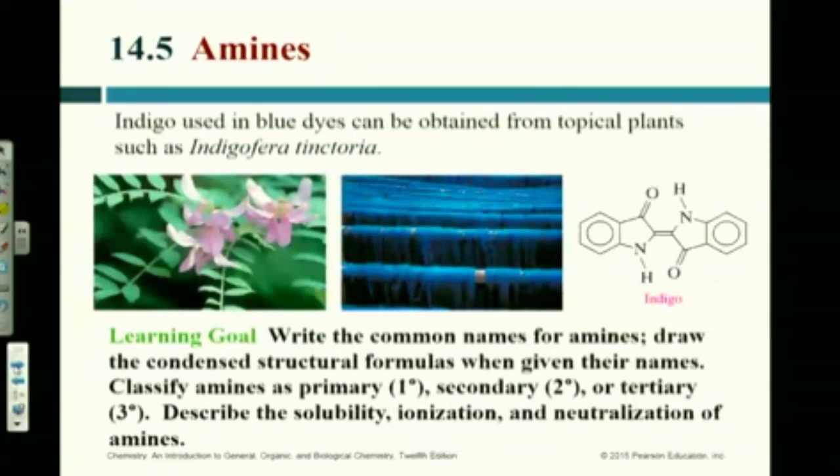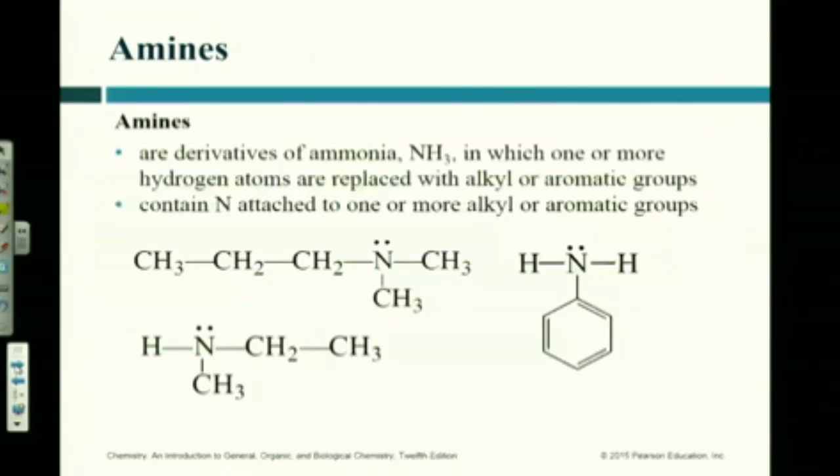All right, a new section, amines. Amines are compounds that contain nitrogen. Biologically important? What kinds of compounds in your body contain nitrogen? Muscles. Okay, and we'll talk about proteins on Wednesday. So, here are 3 examples of amines.